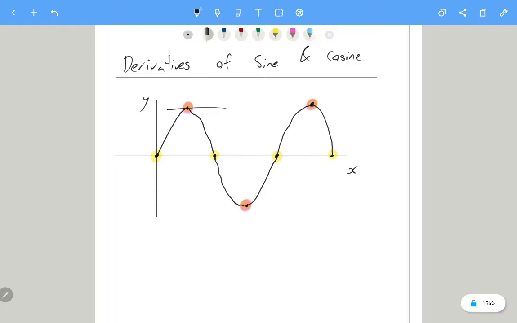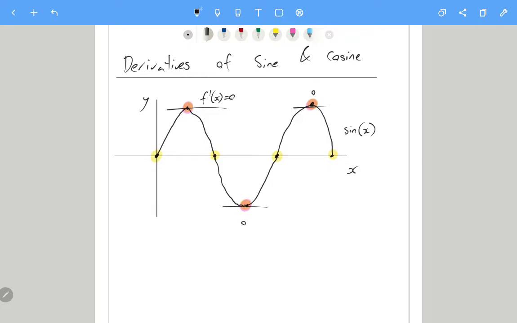Well, visually, these are all turning points. So what would the gradient be? This is sine of x. The gradient here would be 0, so f dash of x would be equal to 0. We get 0 here and 0 here.